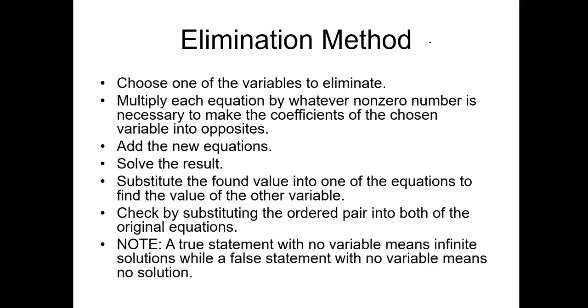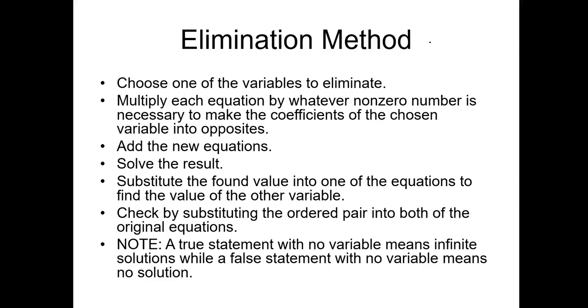And then you're going to get it set up so that the coefficients, the numbers in front of that variable you chose, are opposites. When I say opposites, opposites are things like 2 and -2, 8 and -8, 1/3 and -1/3. A number and its negative. So we're going to set it up so the coefficients are opposites. And we can do that by multiplying each equation by some real number other than 0. And then we're going to add the two new equations together.